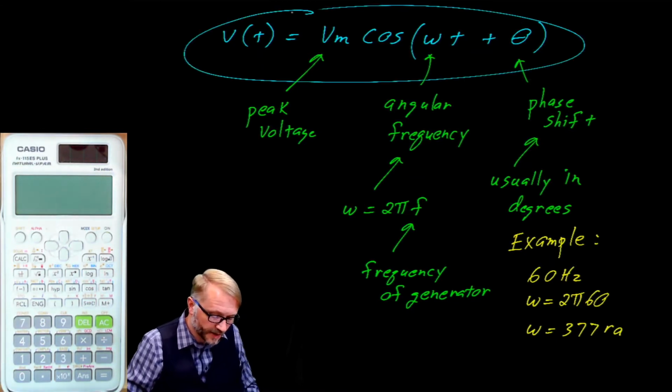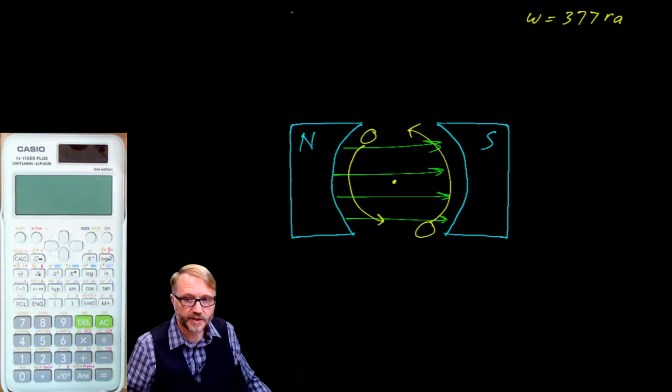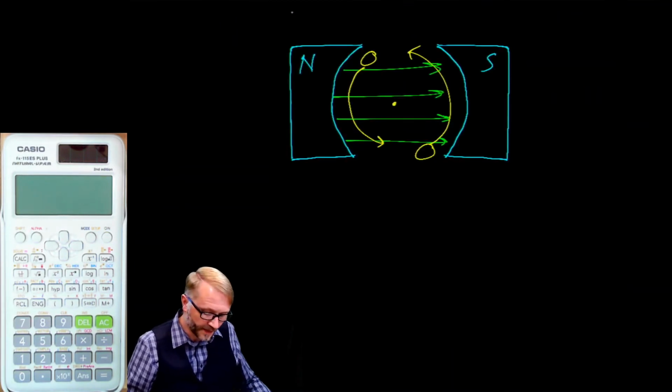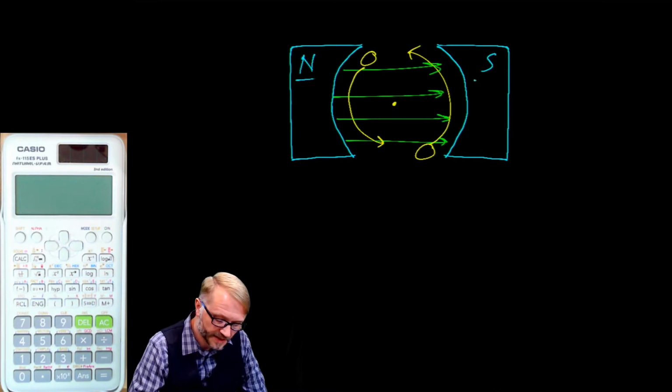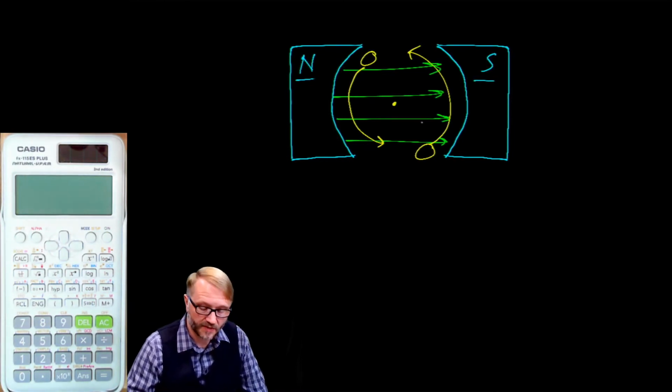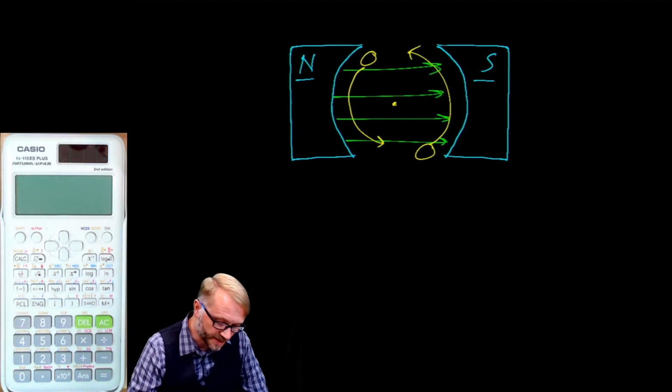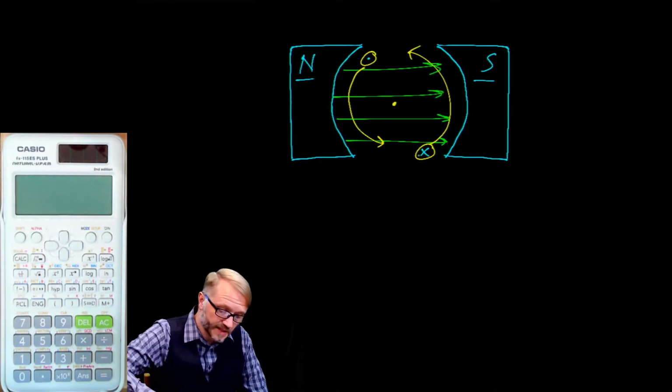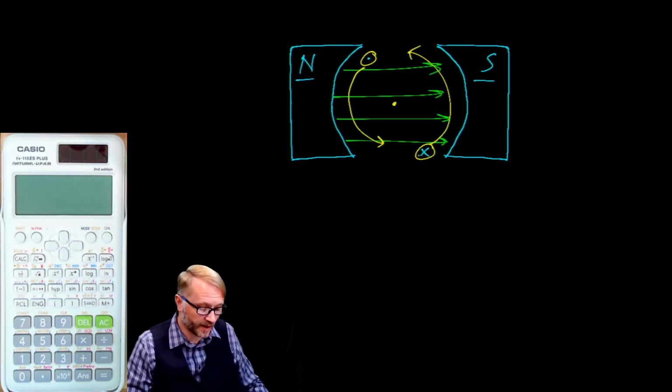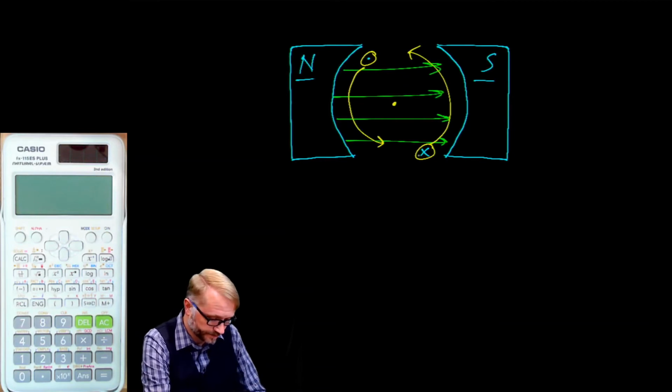This sinusoid is produced by an alternating current generator, such as this one. Here we have a north magnet, a south magnet. In green, we have the magnetic flux lines. And into these flux lines, we insert a coil of wire, which is represented by these wires here. And as they rotate, they will sweep out a sinusoid.